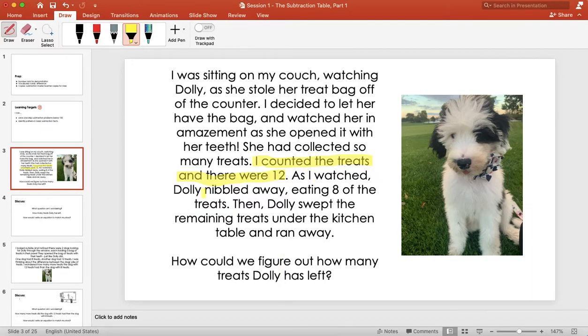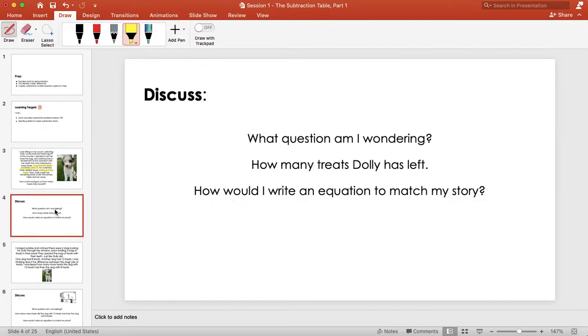As I watched, Dolly nibbled away, eating 8 of the treats. Okay, now we know how many treats she ate. So she ate 8 treats. Then Dolly swept the remaining treats under the kitchen table and ran away. Okay, well let's go back here and let's write an equation. So we know that Dolly started out with 12 treats. Then she ate 8 of them.